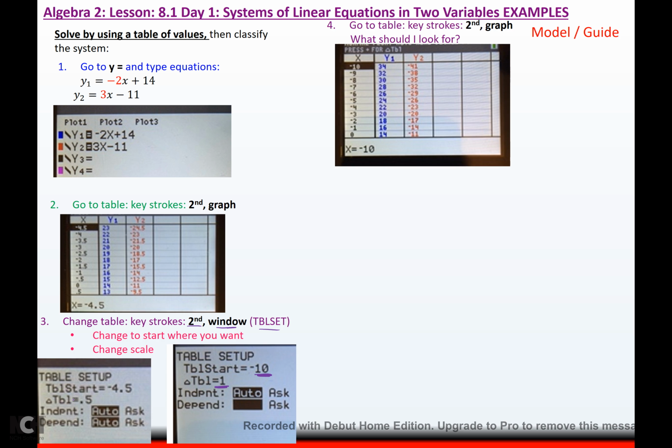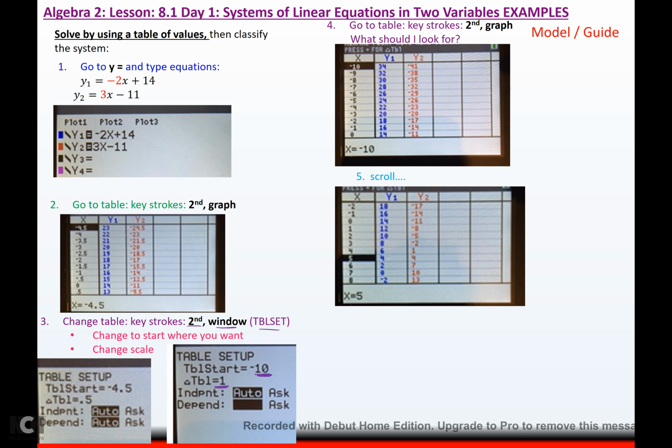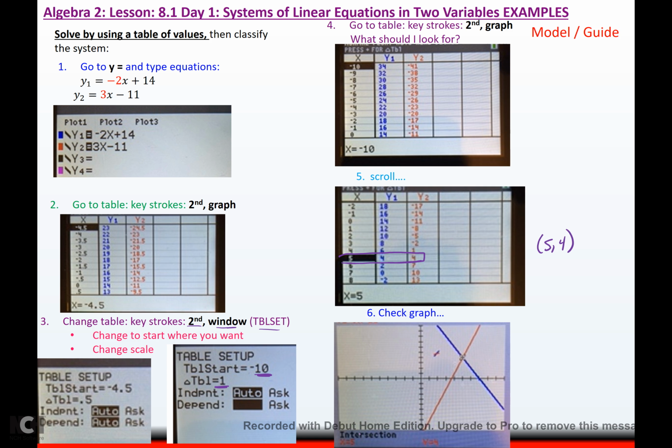Alright, and then when I go to table now, I'm scrolling and I'm trying to find matching y values. And I don't see any, so I'm going to keep scrolling. And as I get up here to positive 5, oh, there was the solution. Okay, so again, I found matching y values, which means my solution is 5, 4. You can check the graph. I did the intersection and got the same thing. To me, instead of doing the table, this is faster.